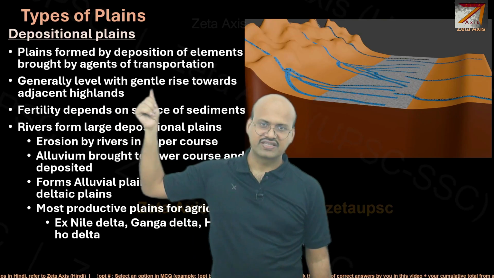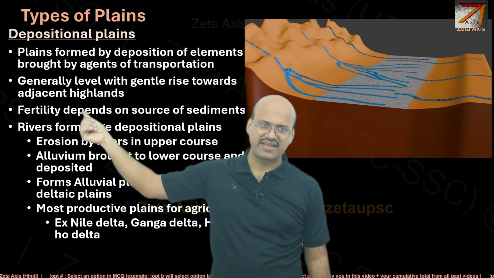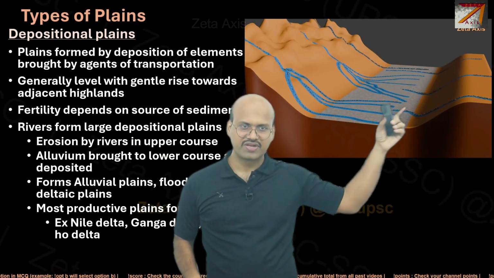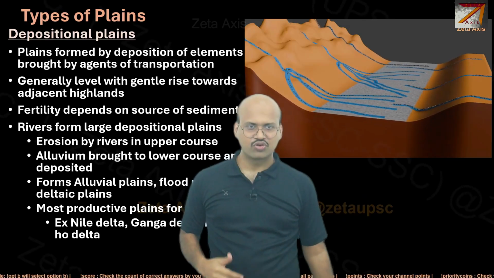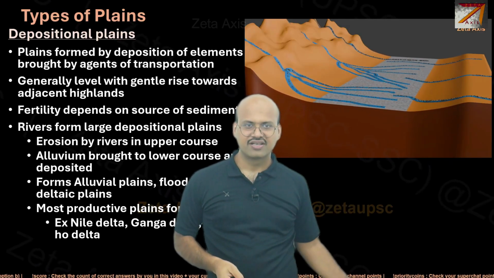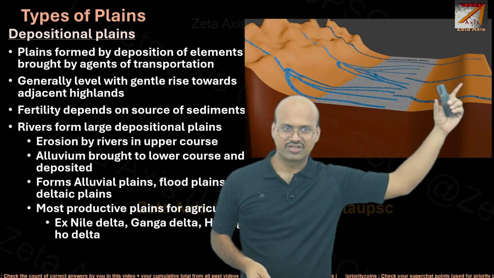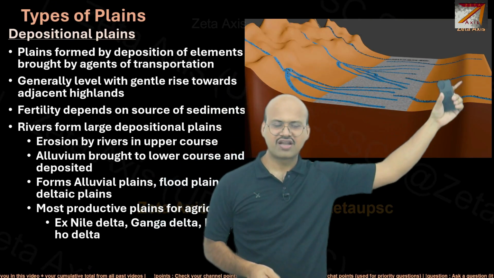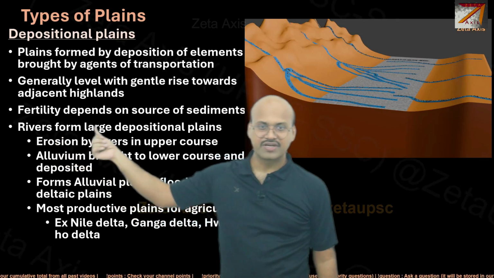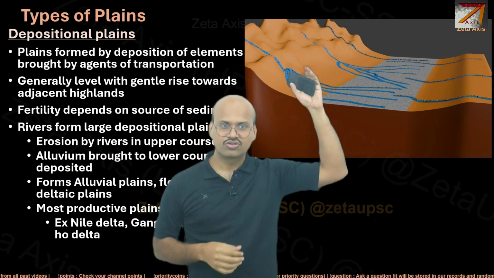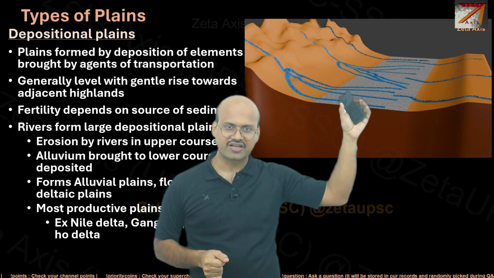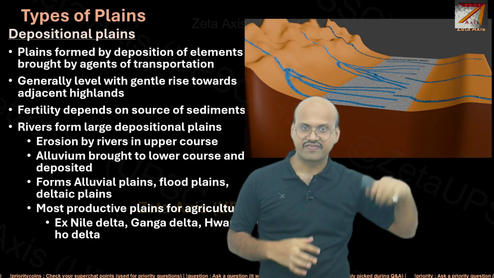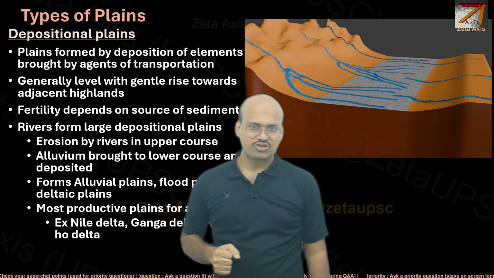They are generally level with gentle rise towards adjacent highland. Earlier there would be a large depression like this, but over time when the deposition occurs, we will see that the slope on both sides is very gentle. Consider these as Vindhyas, consider these as Himalayas. So we can see that the slope is now gentler. Partly depends on the source of sediments. If the sediments come from a region which has a good amount of minerals, then it will be a fertile region. If not, then it will not be a fertile region. So it depends on the source rock.